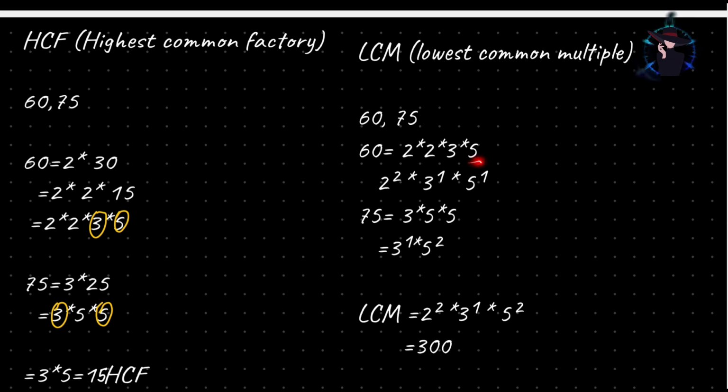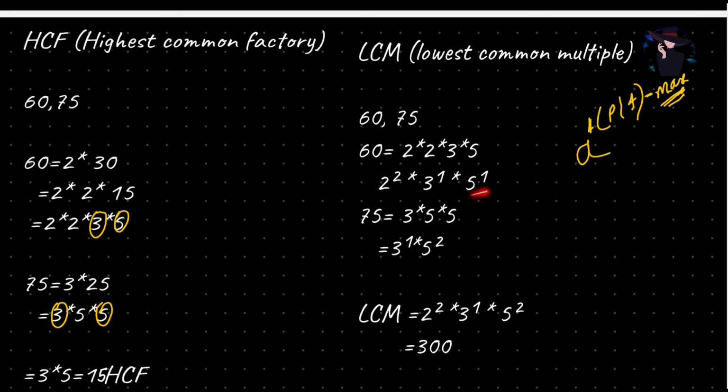Let's elaborate 60. We already got the factors, 2 into 2 into 3 into 5. So let's write it in the form of powers. What is LCM? Lowest common multiple. What does LCM say? We should take only those exponentials in the two numbers whose exponent is the maximum. I'll give you an example, you will understand better. We have two 2's, so it's 2 power 2. We have only one 3, 3 power 1.